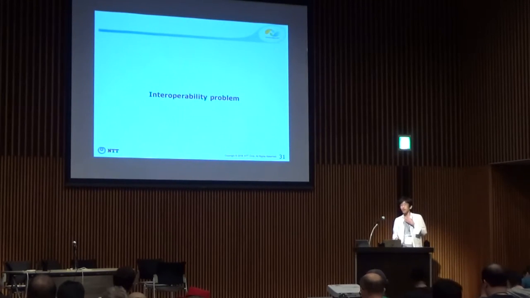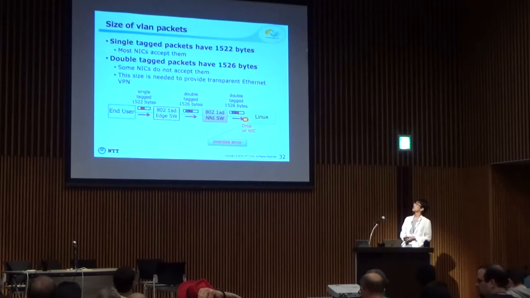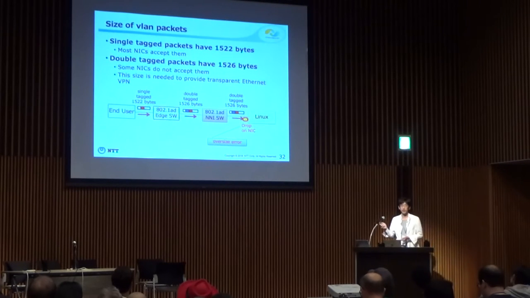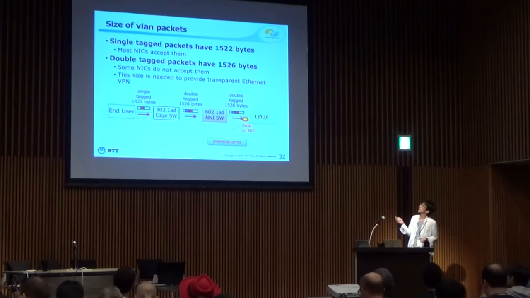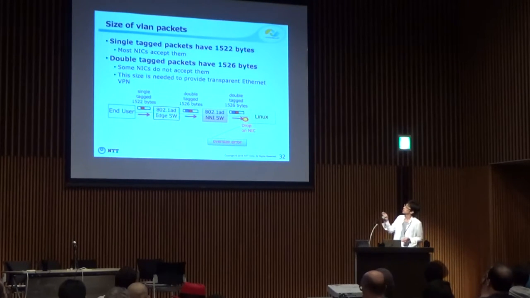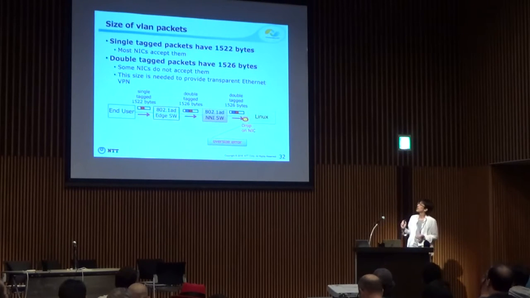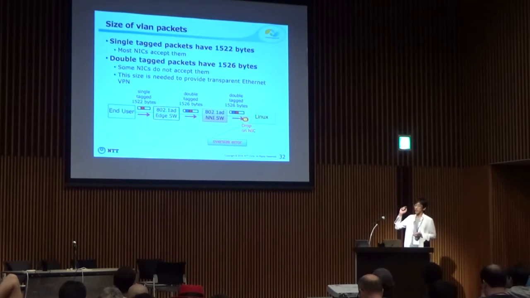So let's go on to the interoperability problem. This is a problem of packet size. Single tagged packets have 1,522 bytes, and most NICs accept those packets. But double tagged packets have 1,526 bytes, and some NICs do not accept them. But this size is needed to provide transparent Ethernet VPN for users.